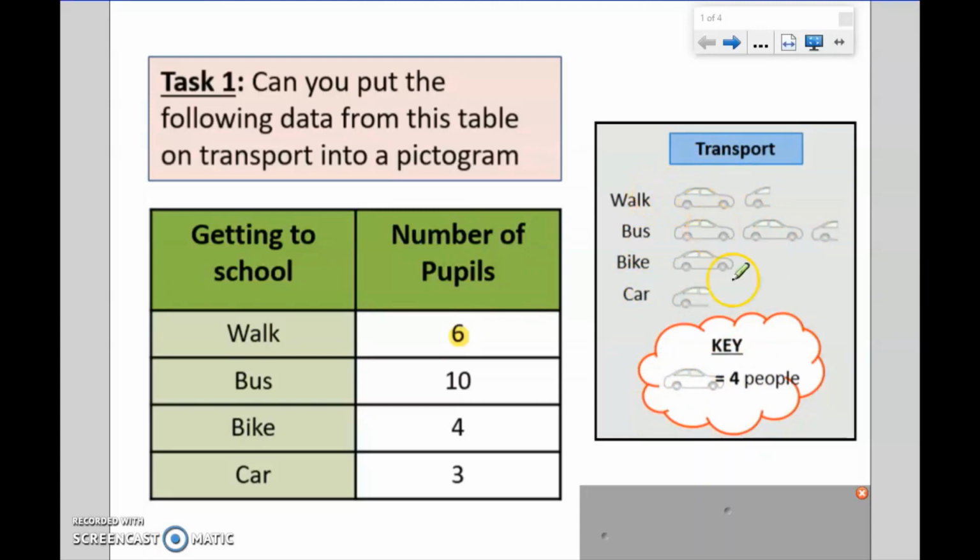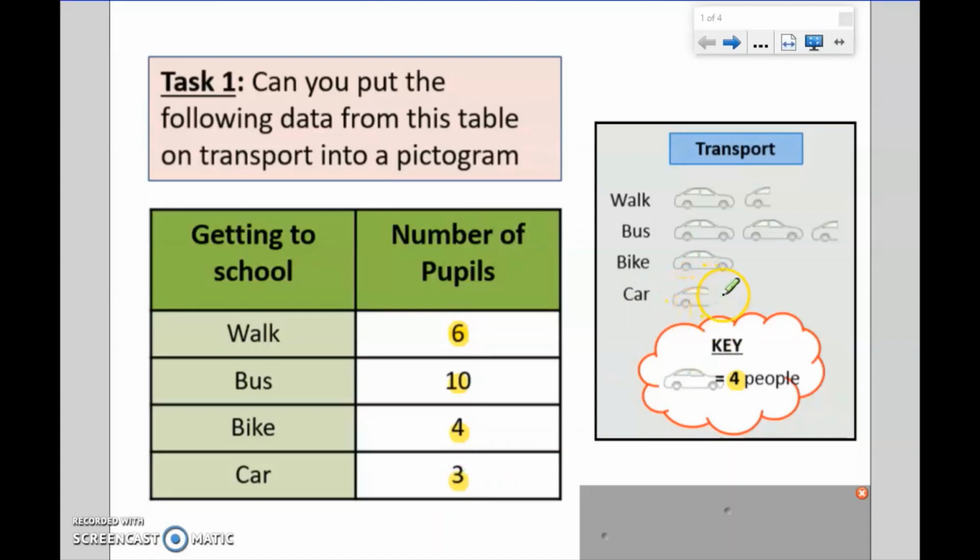Notice the important points. I have got a key and the key represents 4 people. The important bit being that it represents more than one student. Okay, so then I've represented walk by 1 full image and 1 half image. 1.5 times 4 would represent the 6. For bus, 2.5 images times 4 represents the 10. For bike, we have 1 image, which represents 4. And for car, we have 3/4 of an image, representing 3.